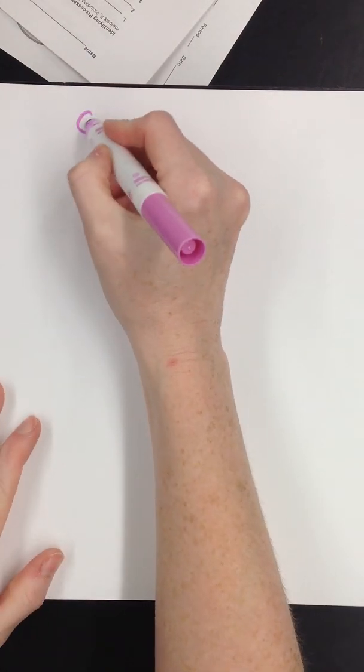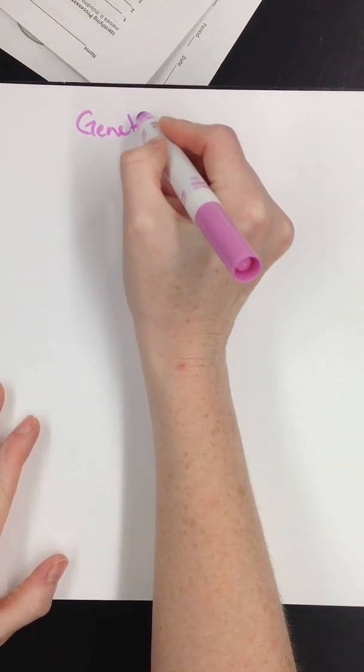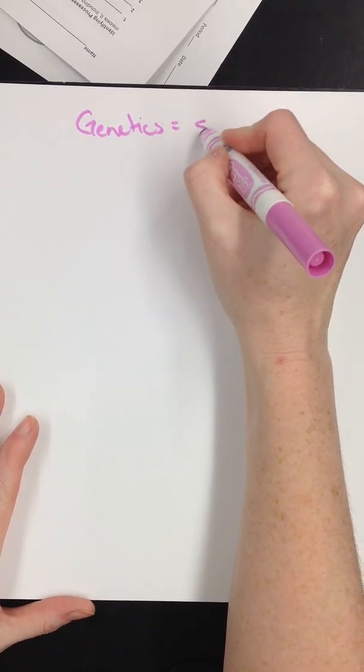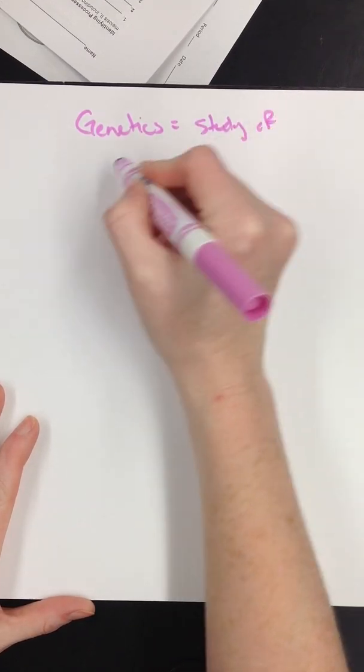Alright guys, what we're going to do today is go back through genetics vocab and then learn how to do Punnett squares. But if you know the vocab, Punnett squares are super easy. So let's go through what genetics is again. Genetics is just going to be the study of heredity.